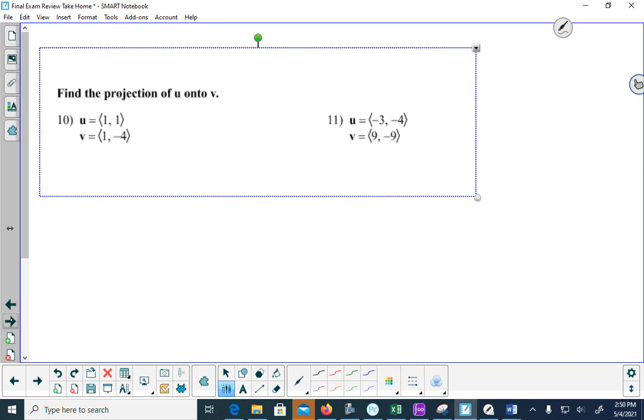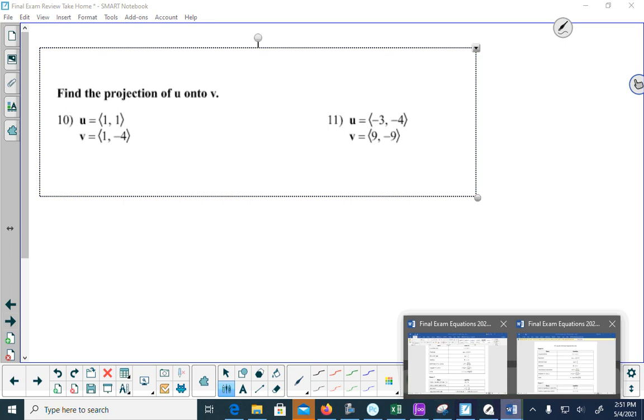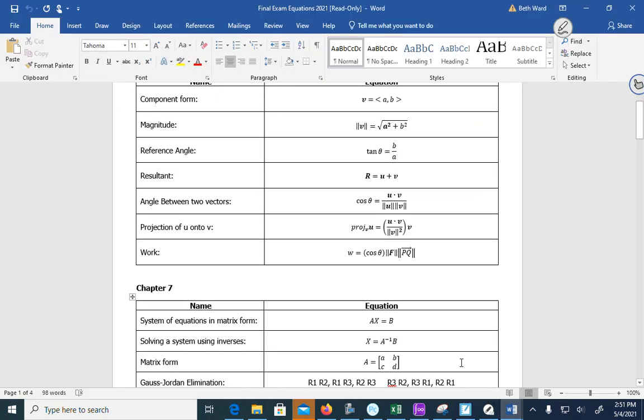Okay, moving on to the next one. It says find the projection of U onto V. Don't have a heart attack. It's on the equation sheet. Projection of U onto V is that formula right there.